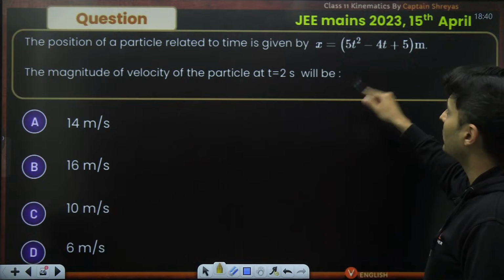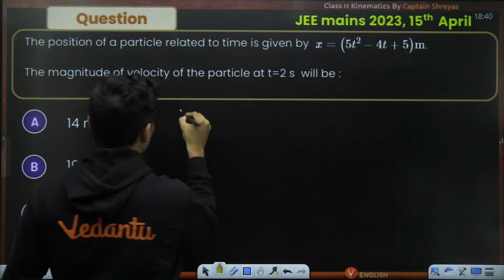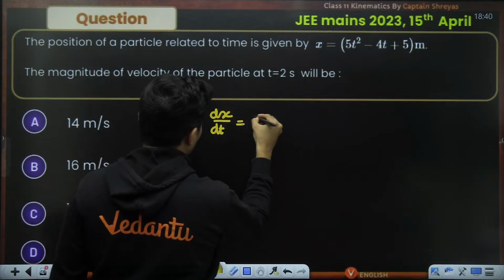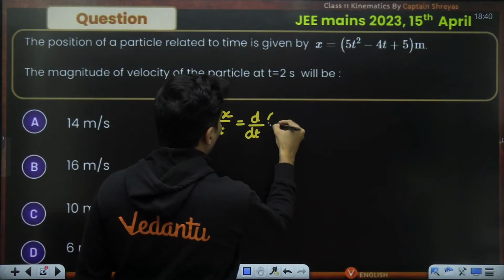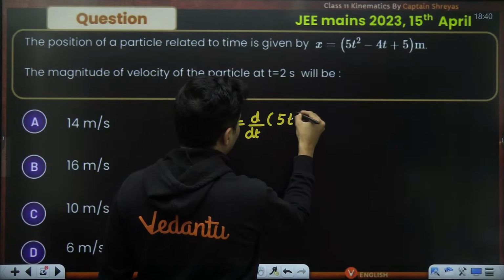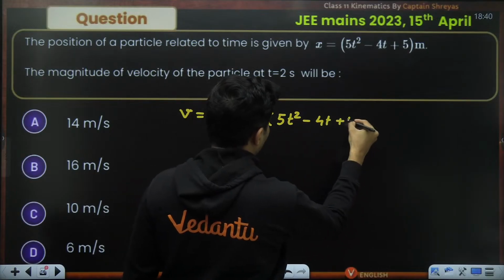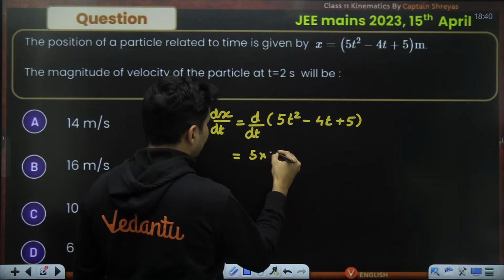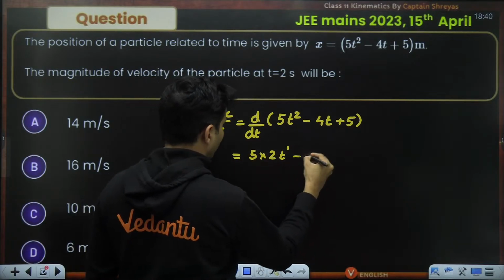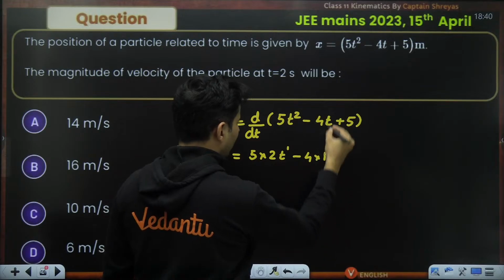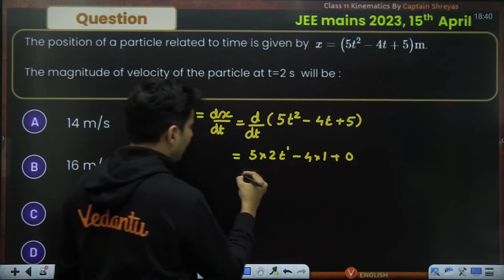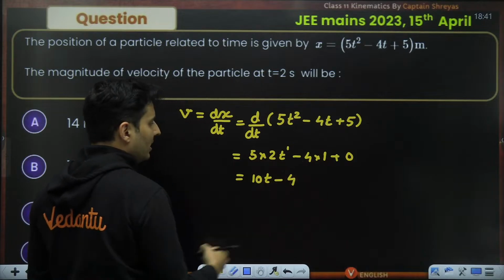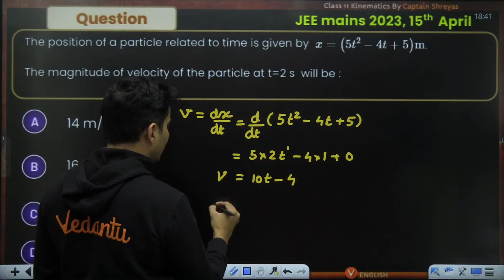Magnitude of the velocity of the particle. X is given. So velocity is dx by dt. So it will be the derivative of 5t square minus 4t plus 5. So 5 is as it is. T square's derivative is 2t raised to 1. T's derivative is 1. Constant's derivative is 0. So this will be 10t minus 4. 5 2s are 10. So that is in general velocity.